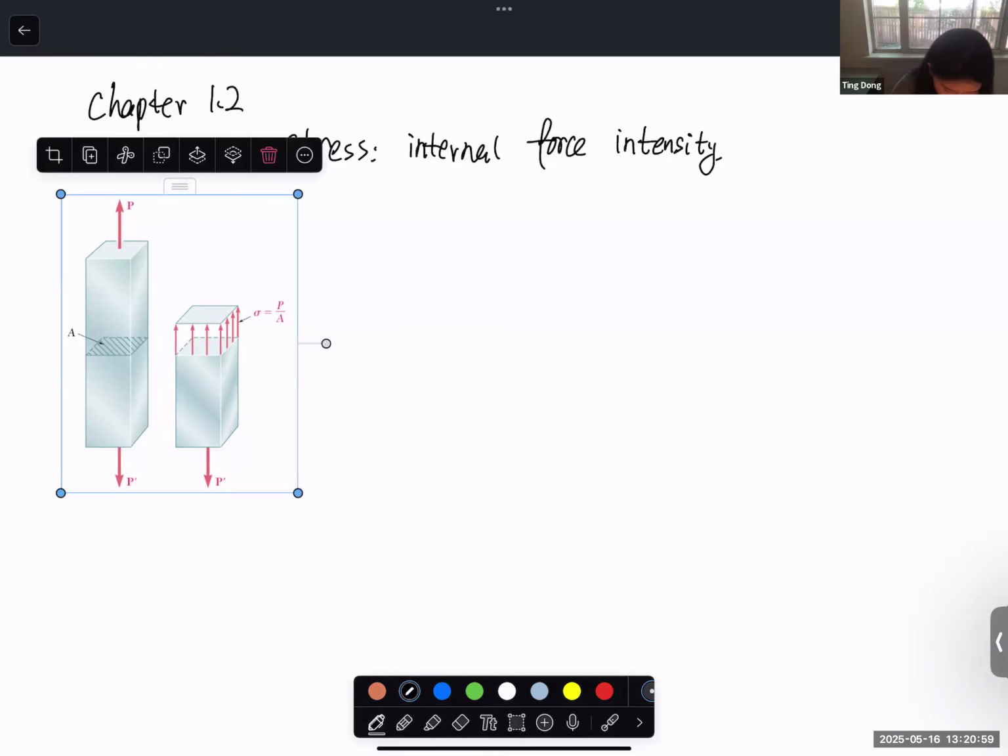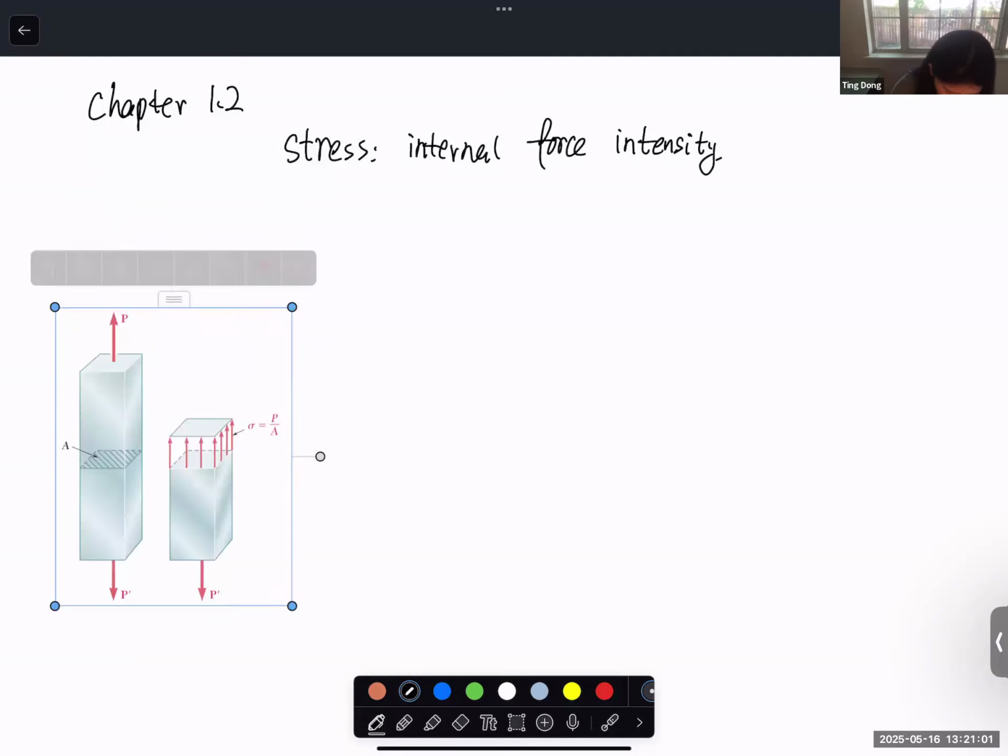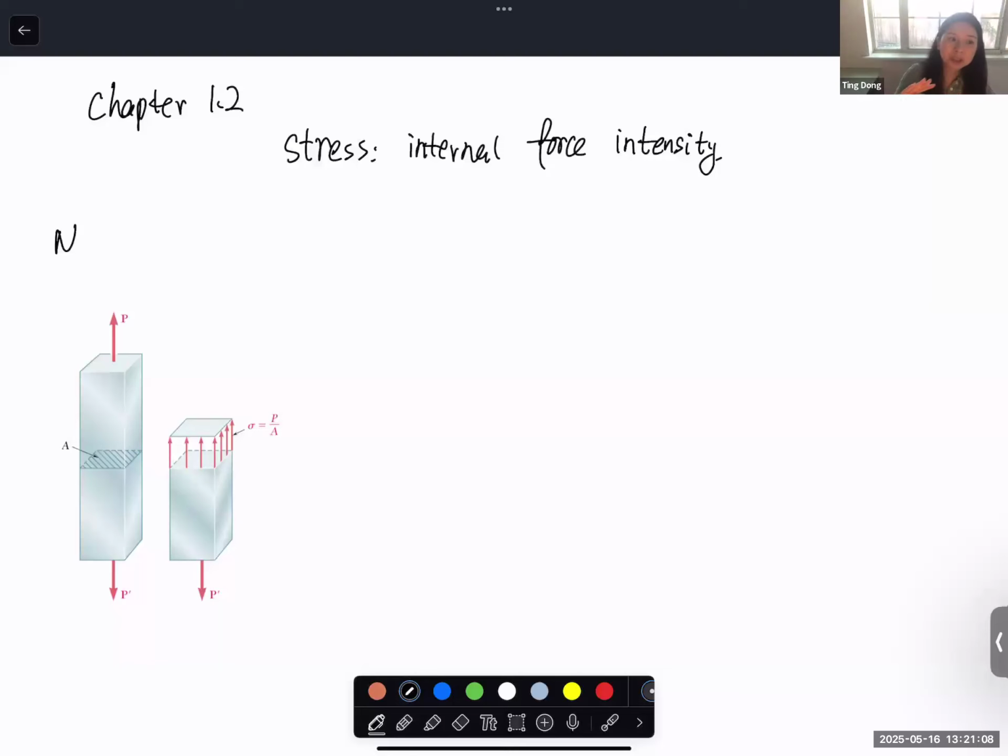Let's start from the simplest one, the normal stress. We'll talk about the bending stress, shear stress later, and also bearing stress. But the simplest situation is the normal stress when it's a 1D bar situation and we have tensile compressive applied.